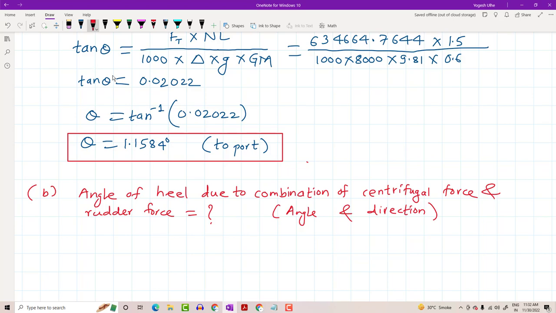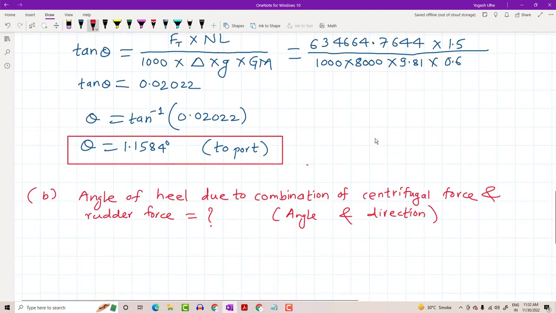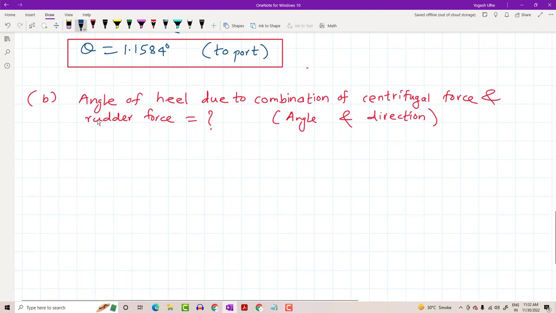So here, diameter of turning, guys. How much diameter of turning have they given us? 800 meter. So diameter of turning will be how much? They have given us 800 meter.